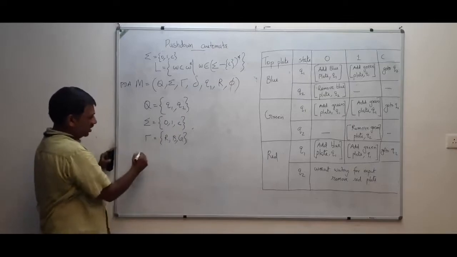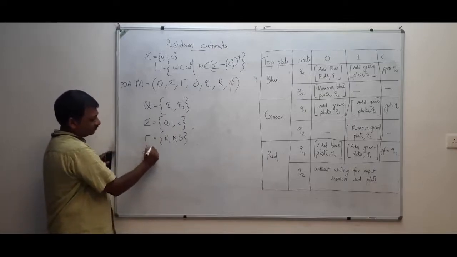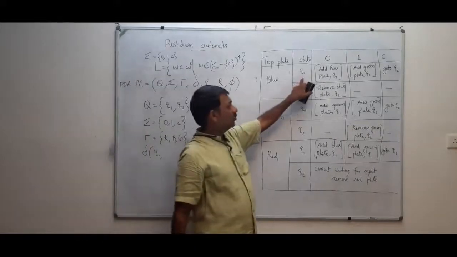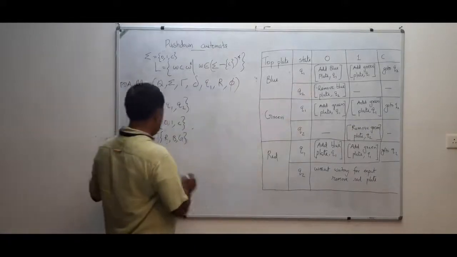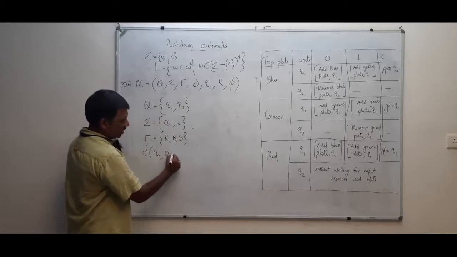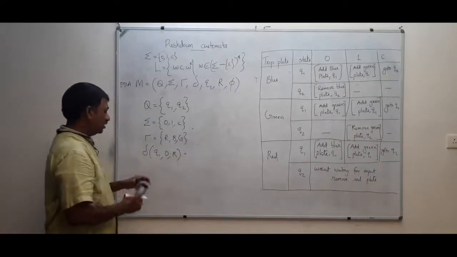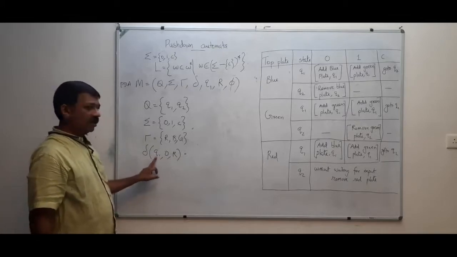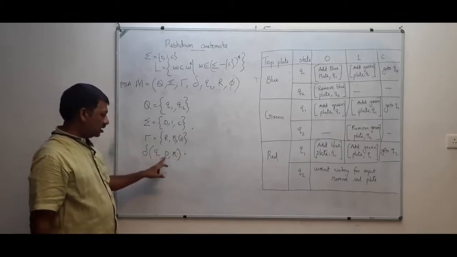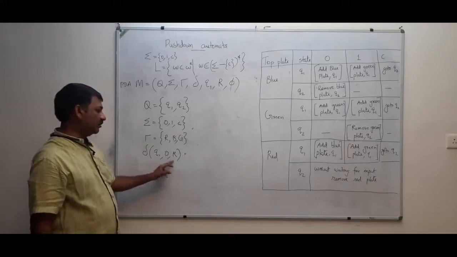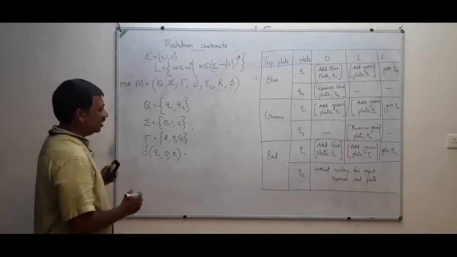That means delta of q1, 0, and if you have a red plate, what will happen? That means if the current state is q1 and if the finite control is pointing to 0 and the current top of the stack is red, that means initially here.